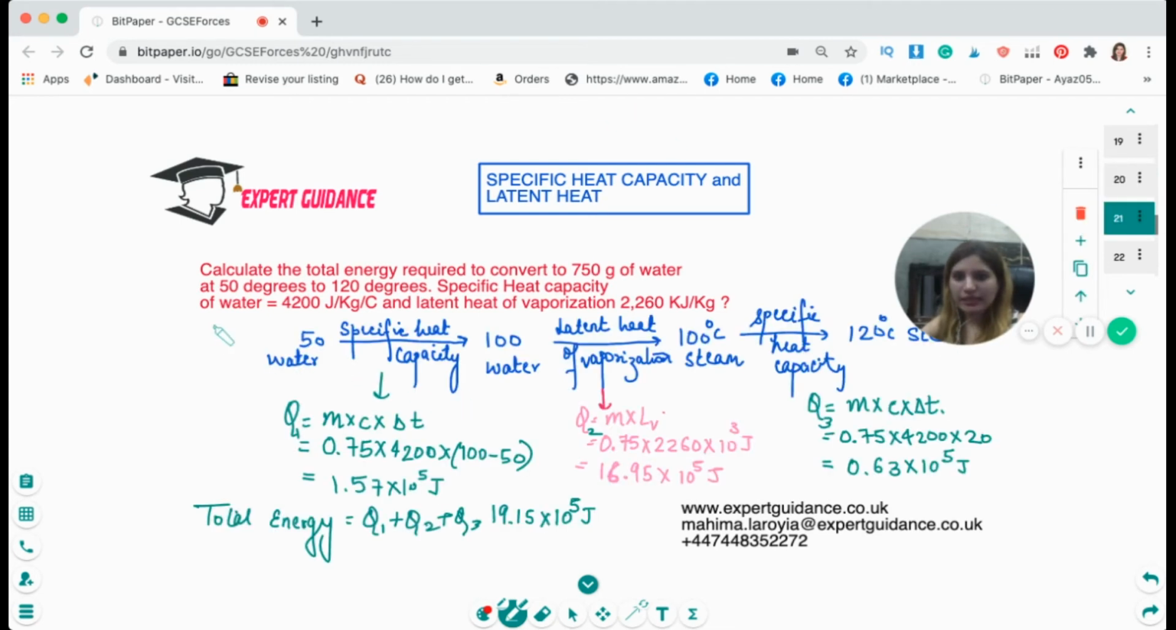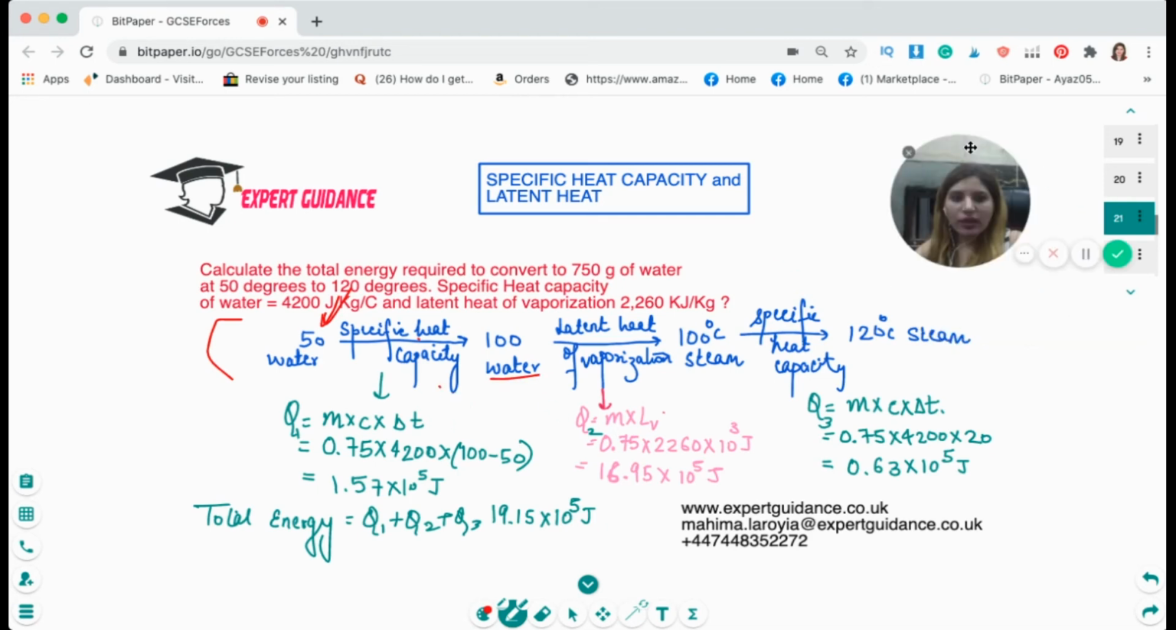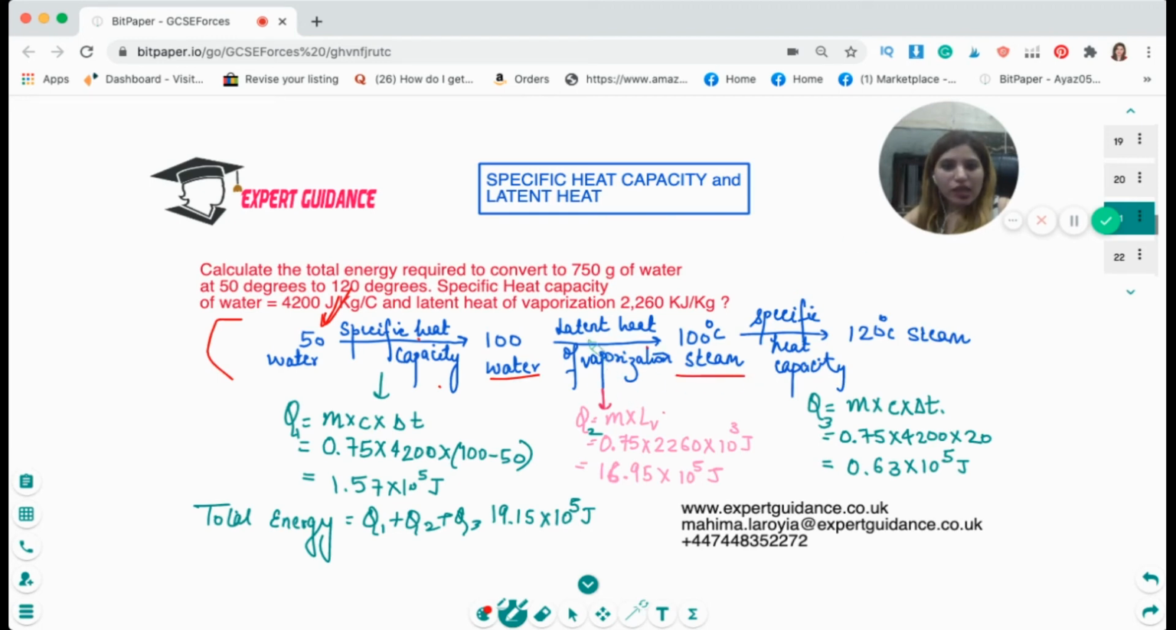Okay, now let's look at this. First let's see what will happen in this whole process. The water which is at 50 degrees, if we give it energy, its temperature will rise, and using the specific heat capacity we find how much heat is required to raise it to 100 degrees. When it has reached 100 degrees, the water will change into 100 degree steam. So the energy then given would be the latent heat of vaporization. Then after that, the 100 degree steam will convert into 120 degree steam, and there we'll use the specific heat capacity.